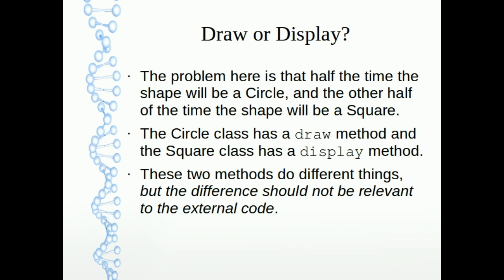The draw and display methods in our example will do slightly different things, because the process of drawing a square to the screen will be different to the process for drawing a circle to the screen. However, this difference is not relevant to the external code. In our main statement, we do not want to be concerned with what type of shape we have. We just want the quickest and easiest way to tell the shape to draw itself.